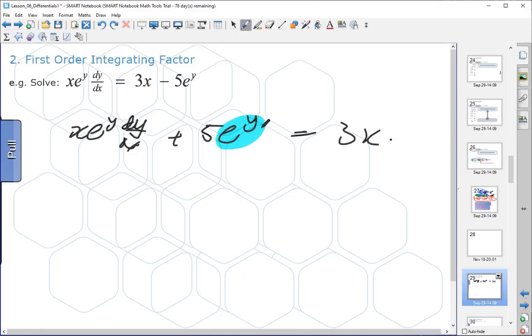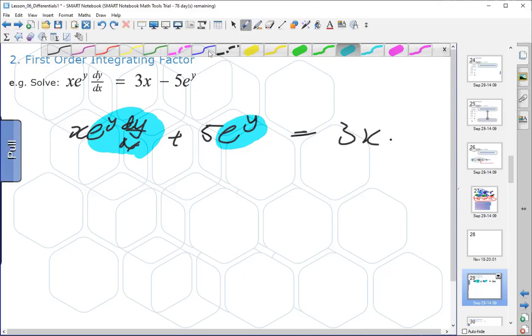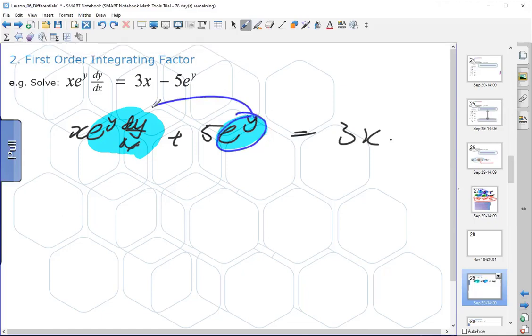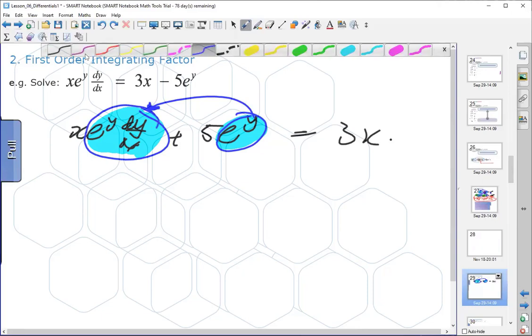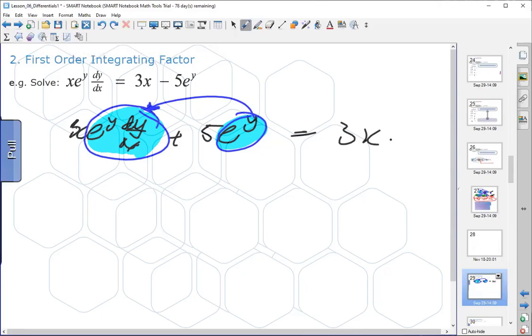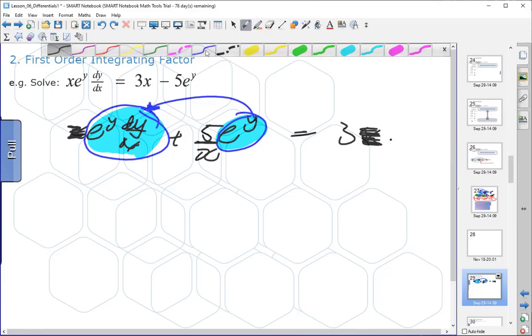So the e to the y, what does that differentiate to give me? e to the y dy by dx, yeah. Splendid. And then the 5 and the x don't match up, obviously, because that's what the integrating factor is for. So what would you like to do now? So divide by x. Divide by x. Yeah. Divide by x. And then you have to do e to the power of 5 over x integrated.